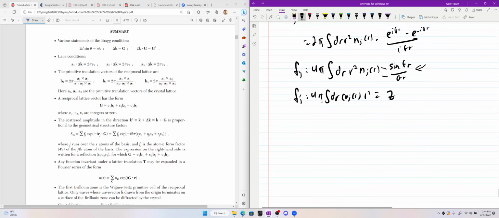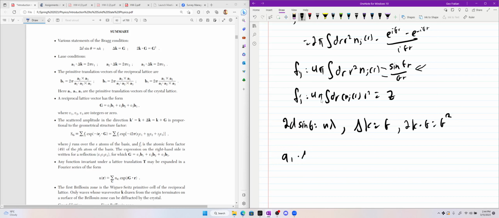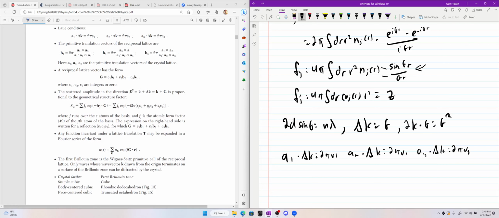So the Bragg condition can be stated simply as 2d sine theta equals n lambda, delta k equals G, or 2k·G equals G². Now the Laue conditions are that a1·delta k equals 2π v1, a2·delta k equals 2π v2, and a3·delta k equals 2π v3. So each one represents a cone of intersection. Okay, and the primitive translation vectors of the reciprocal lattice are given as shown. I think I wrote them down enough.